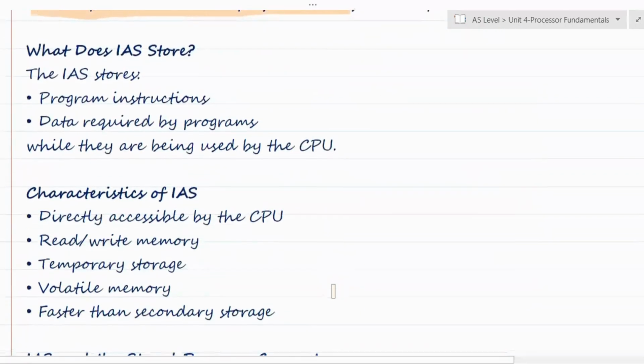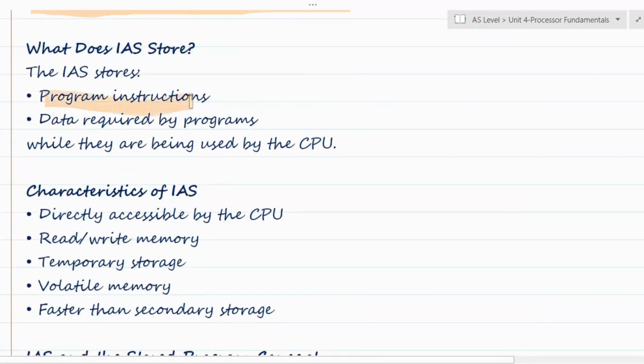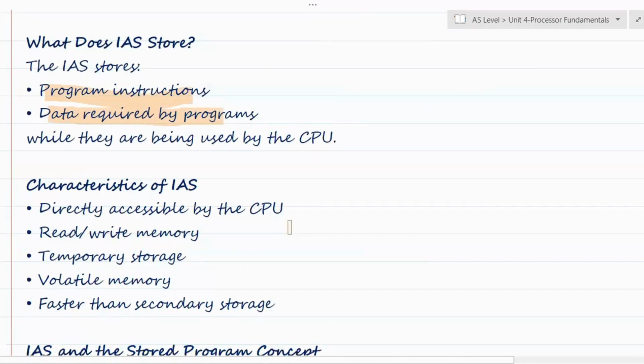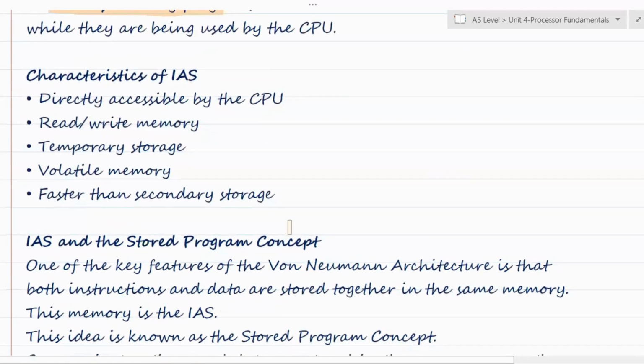What does IAS store? It stores program instructions, data required by the program, etc. And IAS is directly accessible by the CPU, read-write memory, temporary storage, it's volatile memory, and it is faster than secondary storage.